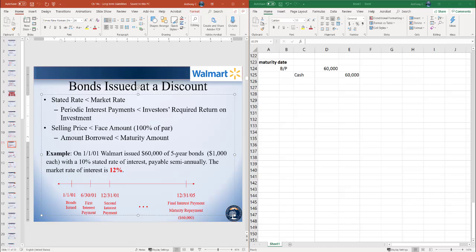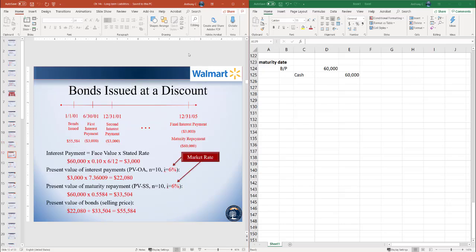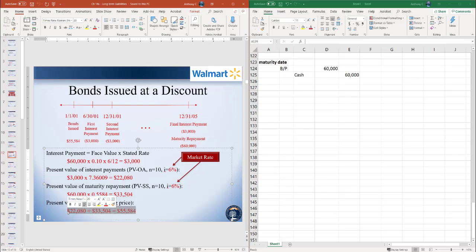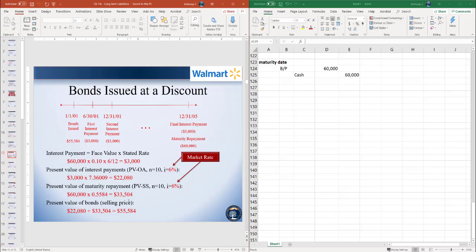So let's say we have the same exact example, $60,000 5-year bonds, 10% stated rate of interest, but now the market rate of interest is 12%. What will happen, again, is you take the present value of the interest and the present value of the principal, discounting them back using the market rate of interest. When we add them together, we'll find that the selling price in this case is $55,584. So our principal is $60,000, and the selling price is less than that, as expected.